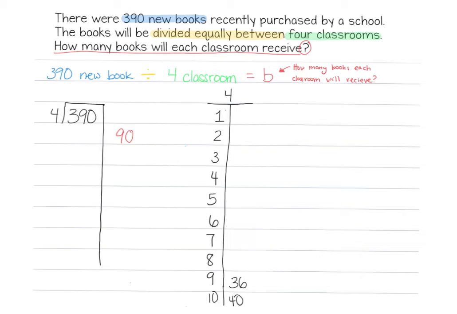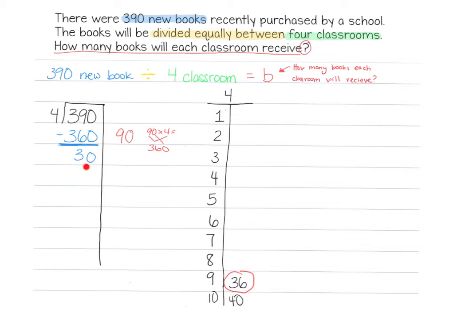So if you're not sure, you can actually write it like this. 90 groups of 4 is how many? 9 times 4 is 36. And then we put a 0 in the ones place. So when we used 90 groups of 4, then we had 360. So 360. If we take away 360 from 390, how much are we left with? We're left with 30.